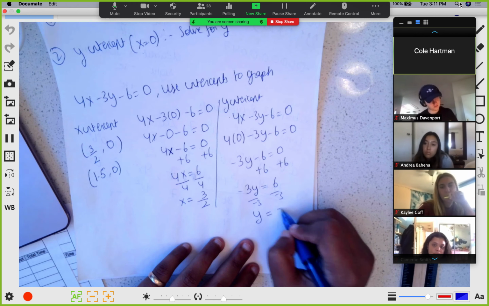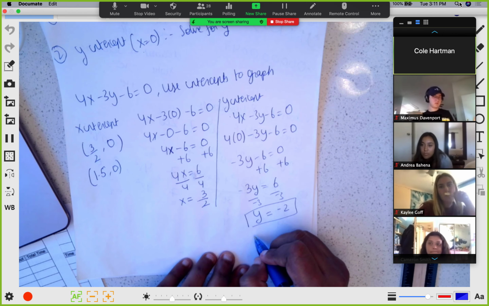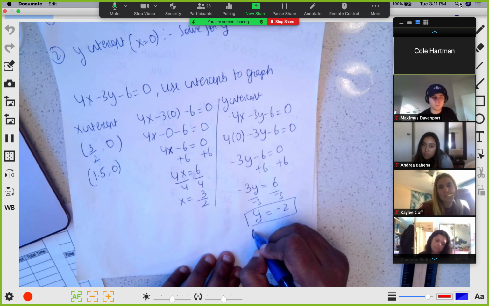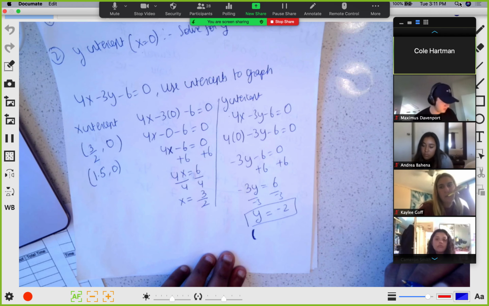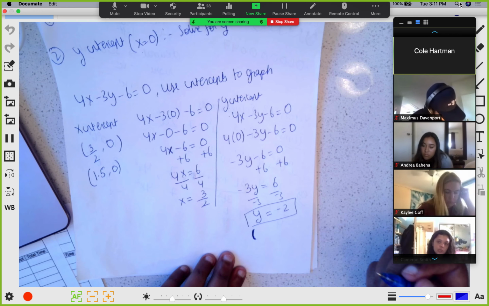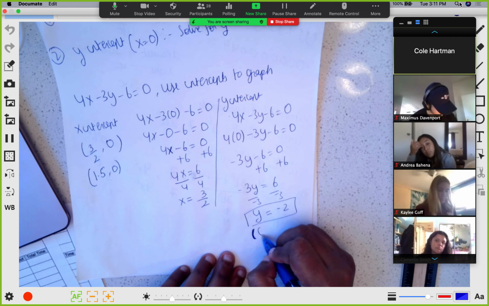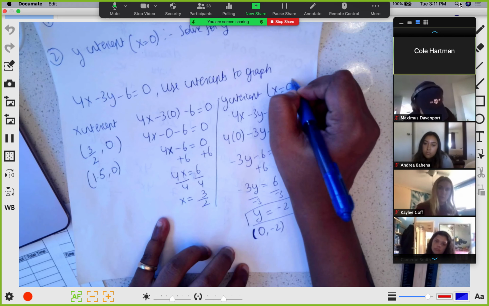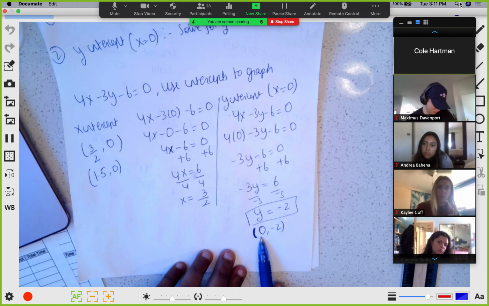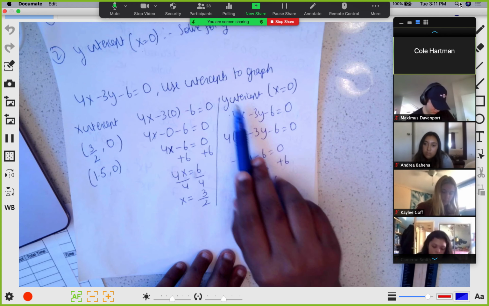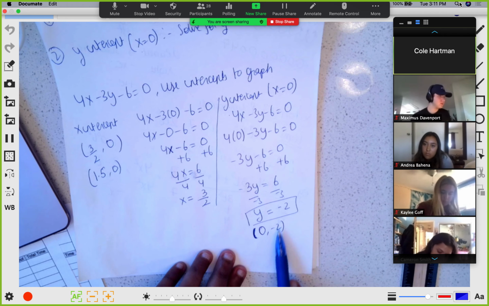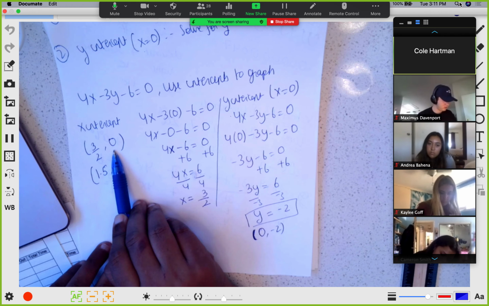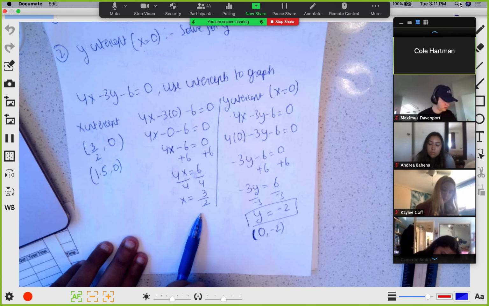Okay, perfect. So what's my y-intercept? The y-intercept is negative 2. How do you write it in point form? It's 0 comma negative 2, because for the y-intercept my x is always equal to 0. So first you always write your x, then your y. For the y-intercept x is always 0, and then y I already found. For the x-intercept my y is always 0, and then I just found my x. Do you get it? Yes.